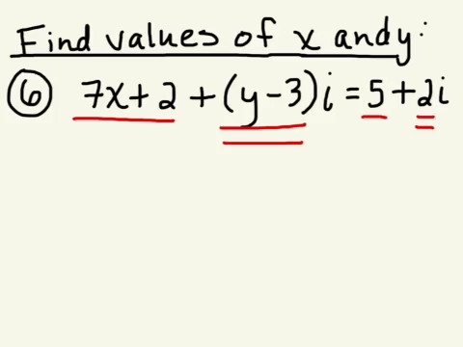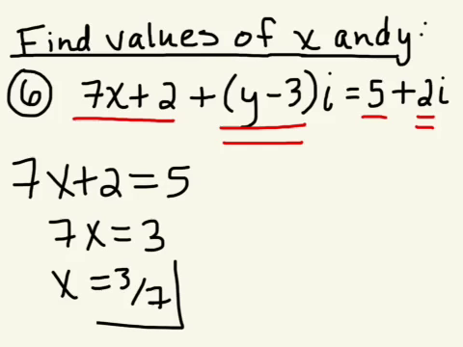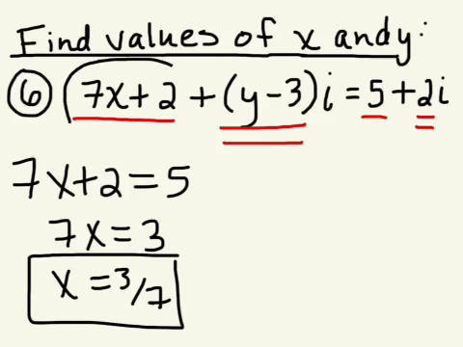So let's find the value of x that would make 7x plus 2 equal to 5. So let's write a miniature equation over here on the side. I'm going to write that 7x plus 2 is equal to 5. Therefore, subtracting 2 from both sides, I end up with 7x equals 3. And then x equals 3/7. That's the value of x that will make this real component equivalent to this real component.